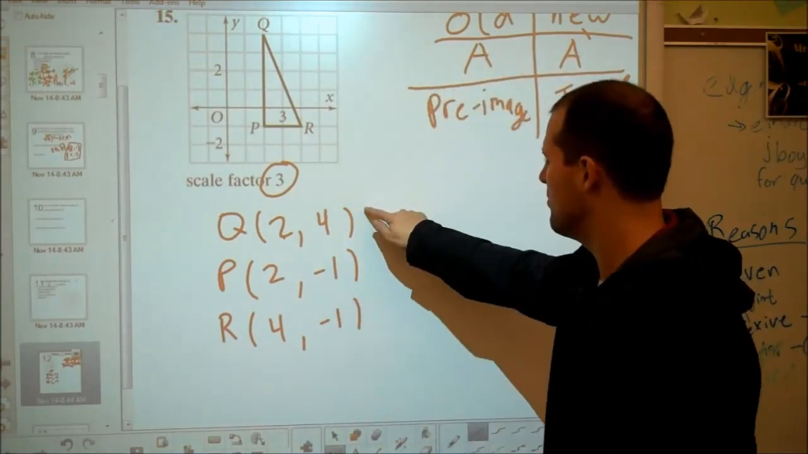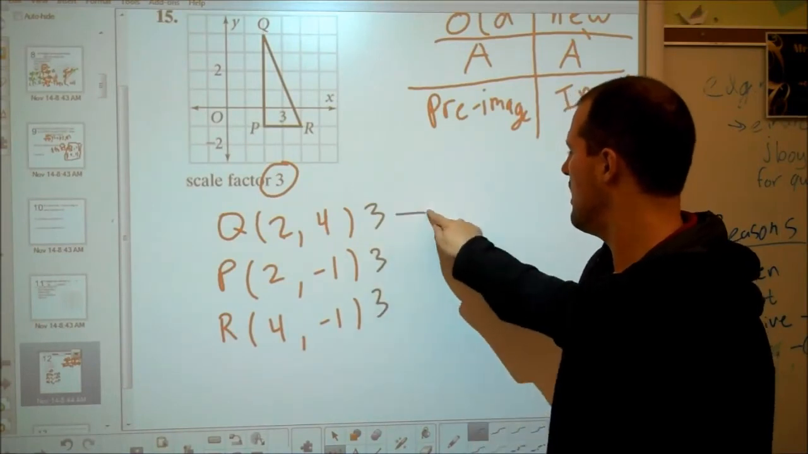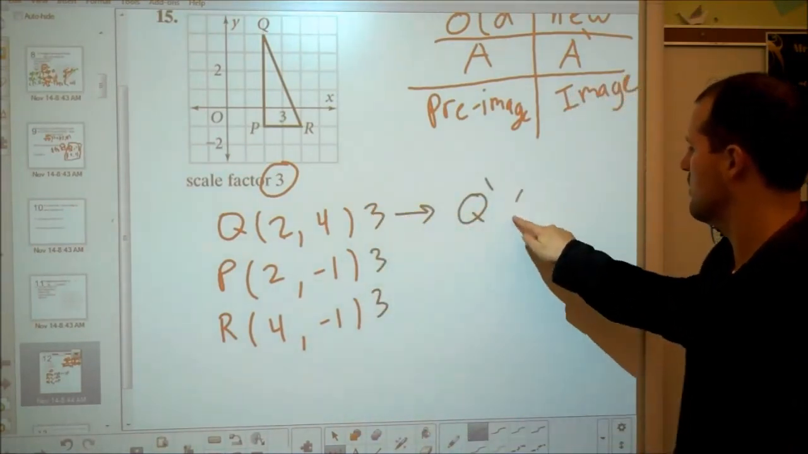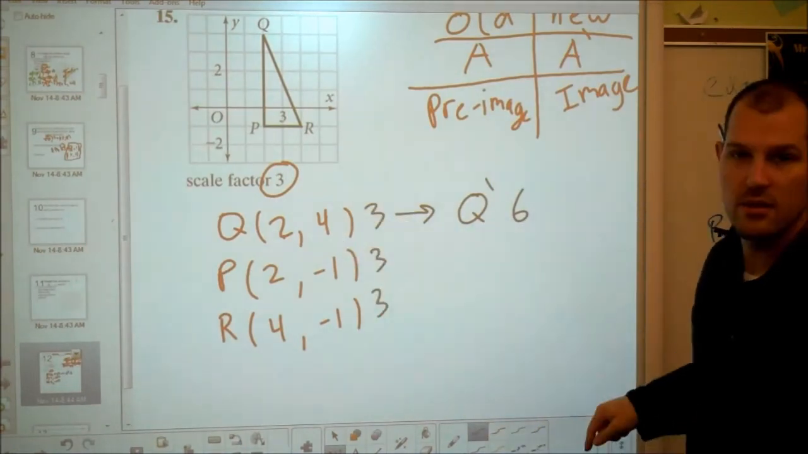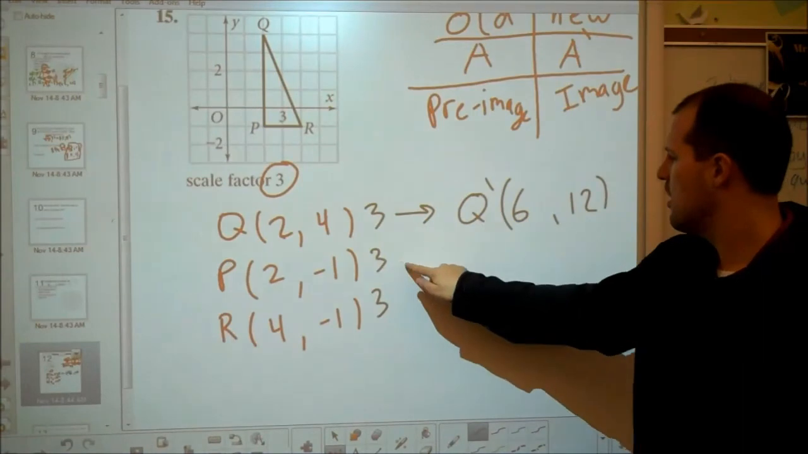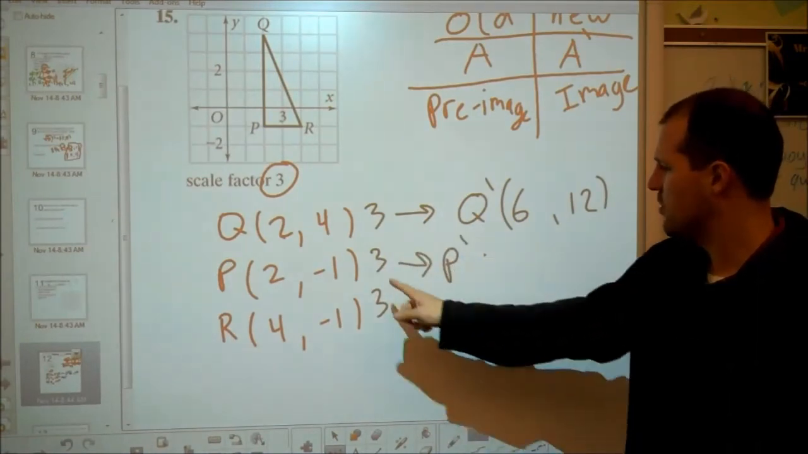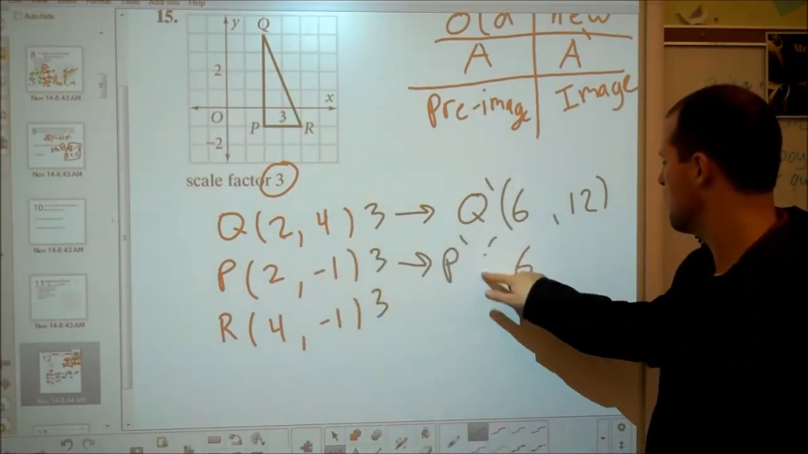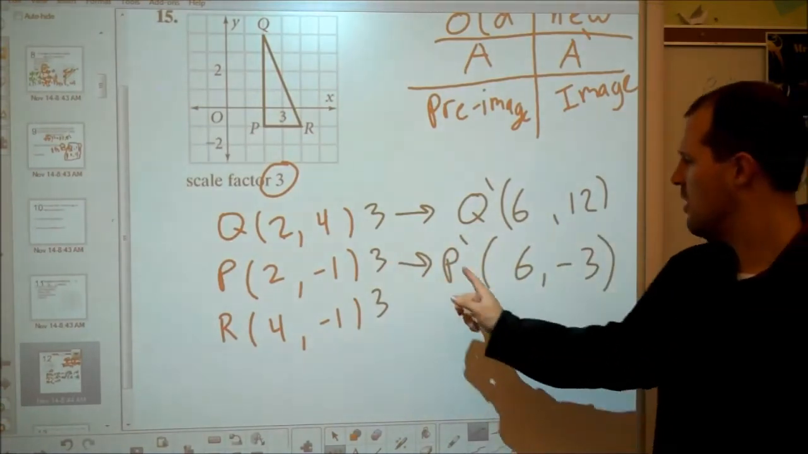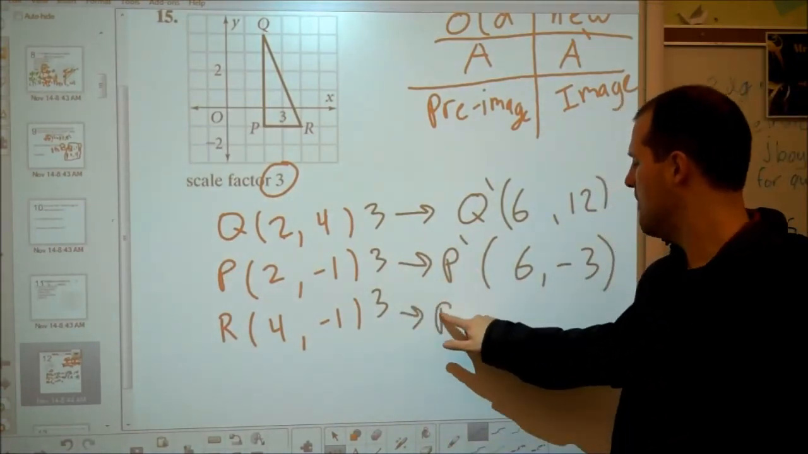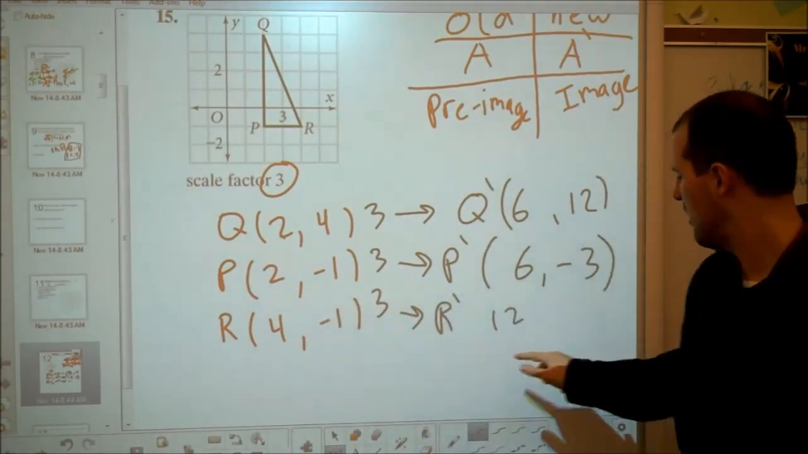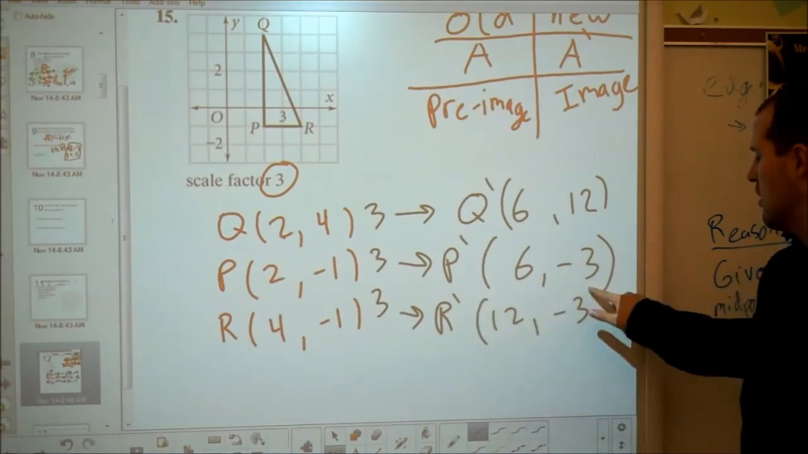Okay, so all I'm going to do is multiply these by 3. And that's going to tell me that the coordinates of Q prime are 6, and 4 times 3 is 12. Okay, so I've got the coordinates of Q prime. Coordinates of P prime, let's multiply them. 3 times 2 is 6. And 3 times negative 1 is negative 3. And let's find R prime. R prime, multiply in, so we get a 12. And 3 times negative 1 is negative 3.